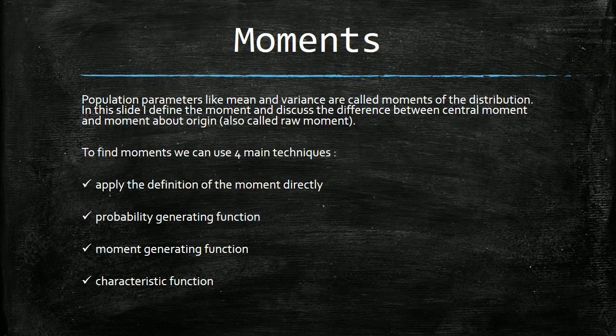Moments. Population parameters like mean and variance are called moments of the distribution. In this slide I define the moment and discuss the difference between central moment and moment about origin, also called raw moment. To find moments we can use four main techniques: apply the definition of the moment directly, probability generating function, moment generating function, and characteristic function.